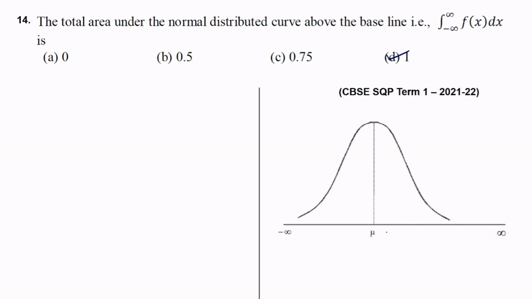If we have the case of a discrete probability distribution, then we will have summation p_i, that is the sum of the probabilities, equal to 1. If we have a continuous probability distribution like a normal distribution, then the probability density function is given by f of x, and this total integral from minus infinity to infinity of f of x dx is equal to 1. So this total area is equal to 1.